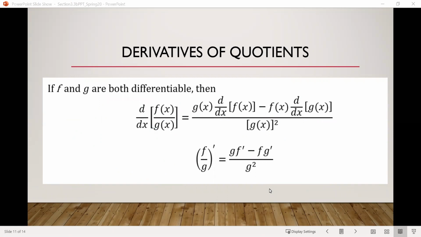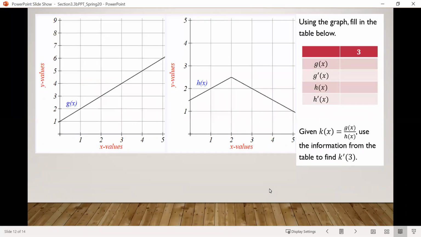All right, so that's going to come up here where we're going to look at evaluating a derivative, but we're not going to have formulas for the functions this time. We're just going to have some graphical representations. So first things first, we're going to fill in this table over here using the graphs of the functions g and h. So the first thing we need to do is find g of x, and actually I'm going to skip over the g prime, but do the h of x evaluating at the input of 3.